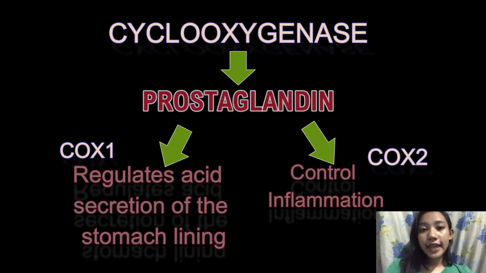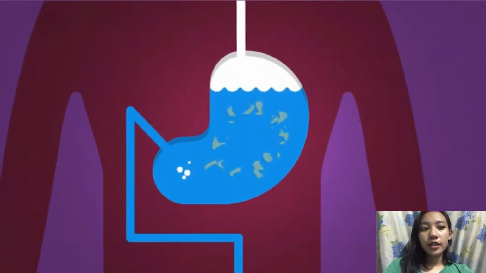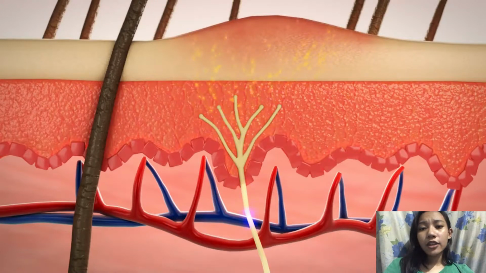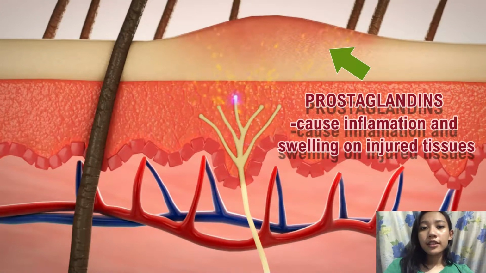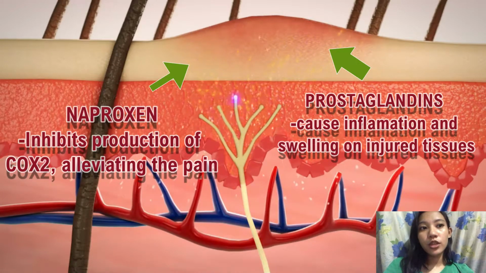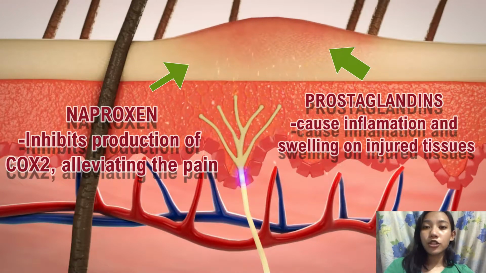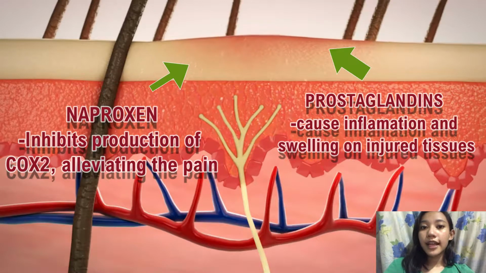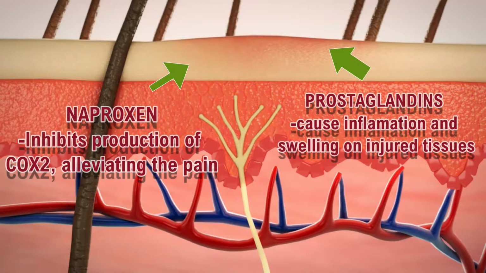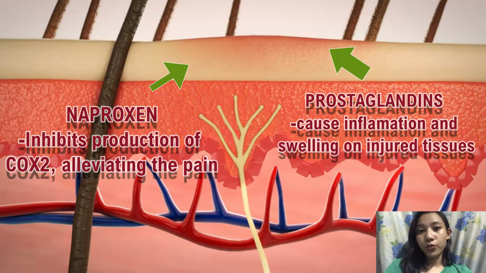So, when the patient takes the Naproxen orally, it usually takes 2 to 4 hours of absorption. And then, in the site of the injured area, the prostaglandin is produced. We all know that the prostaglandin is the one that causes inflammation and swelling. So, when the Naproxen goes to the injured tissue, it inhibits the production of the COX-2, so it alleviates the pain. That's for the COX-2.